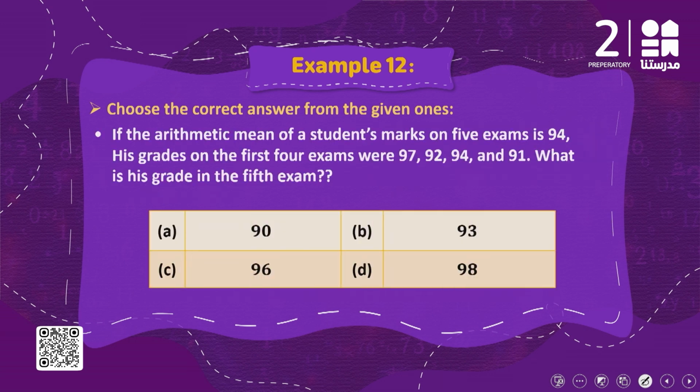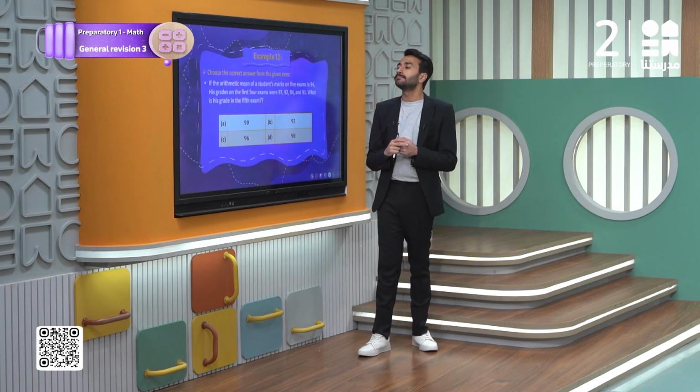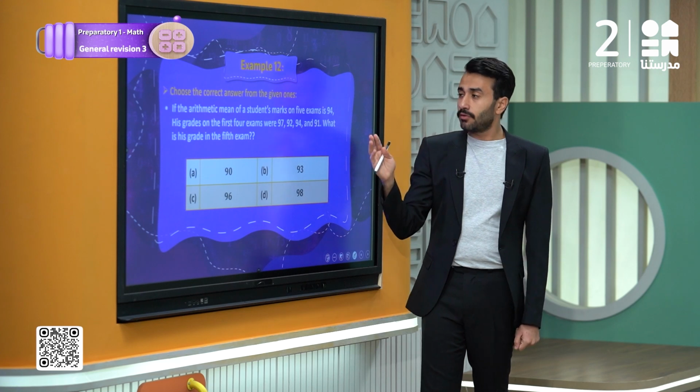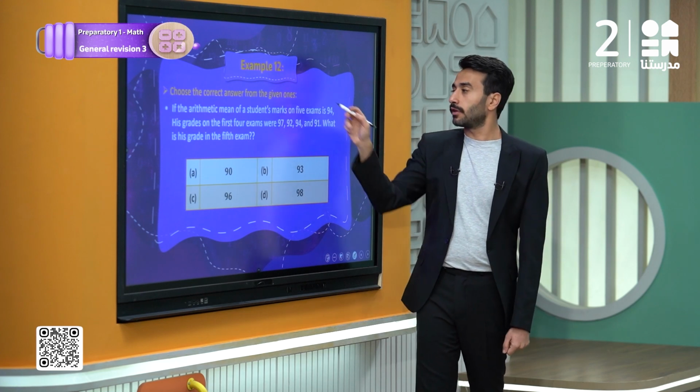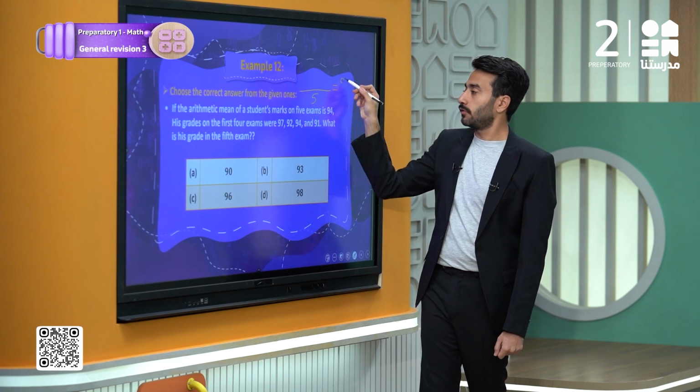If the arithmetic mean of a student's marks on 5 exams is 94, his grades on the first 4 exams were 97, 92, 94, 91. What is his grade in the 5th exam? We have a lot of ideas to solve a question like this one. One of the ideas: here we have a student, and here we have 5 marks of his exams. So it's over 5. This is equal to the mean, which is 94.